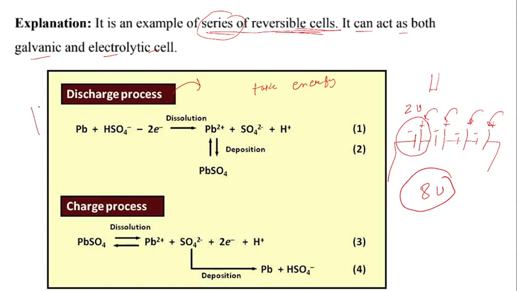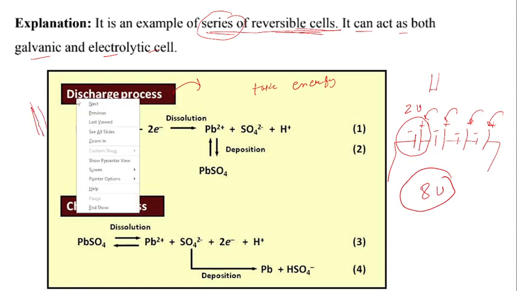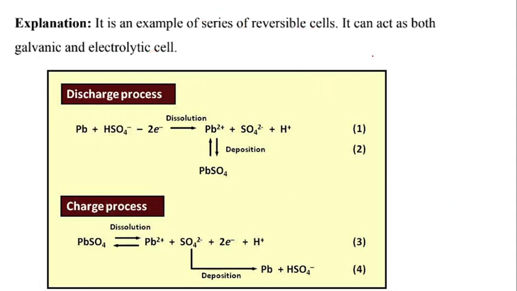Taking energy means, suppose this is your battery, minus plus, and you connect your battery with some load. Load means, suppose, a bulb. You connect this battery with this bulb, so energy is being consumed. Your battery is giving energy to the bulb, and that's why the bulb is glowing.